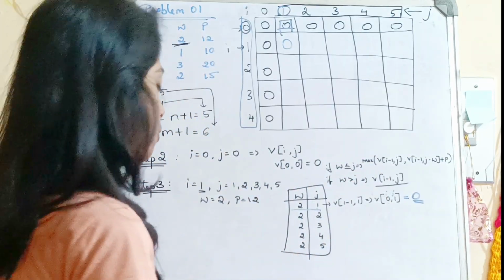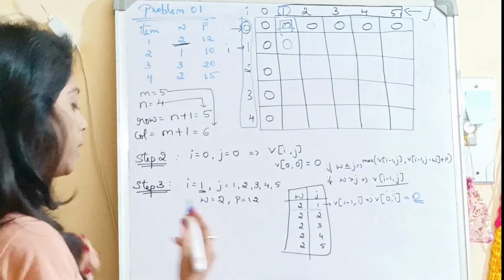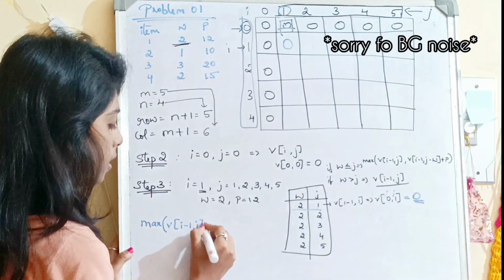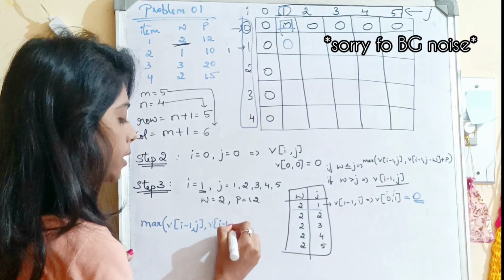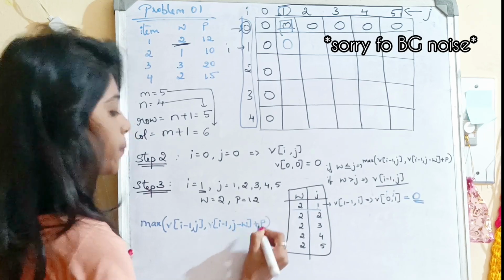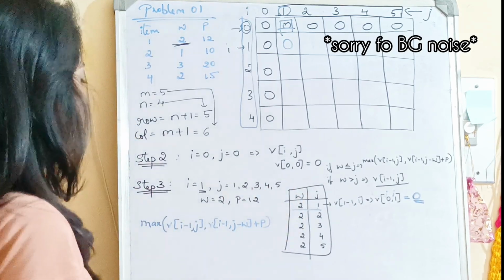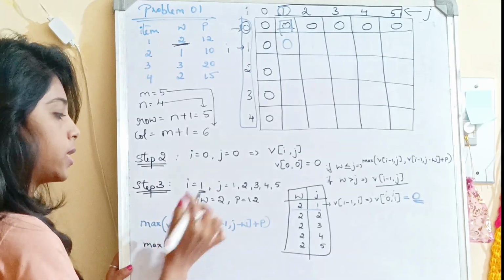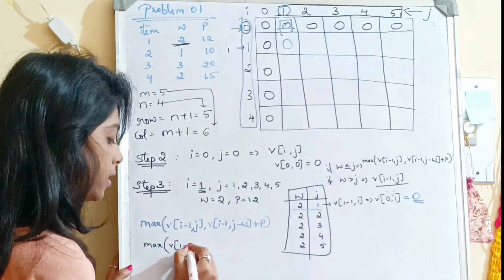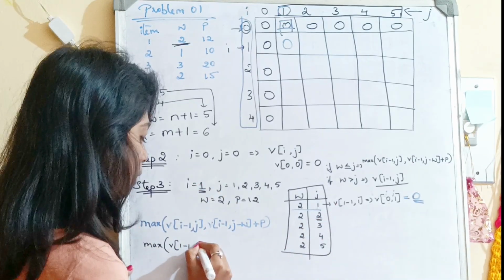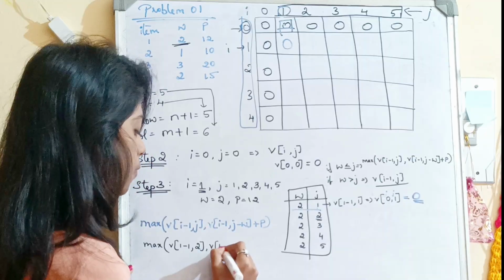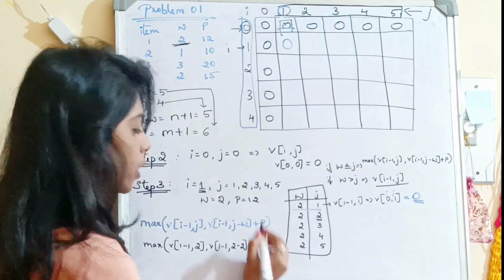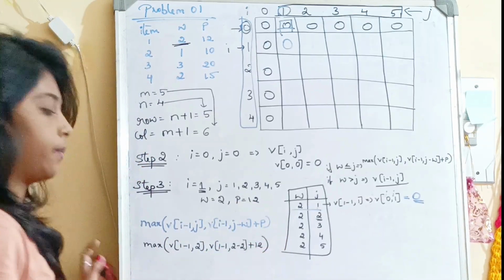Okay, so I'll teach you how to use it. Okay, so maximum of V of I minus 1 comma J, I'm writing the formula, V of I minus 1 comma J minus W plus P. When I substitute it, what answer will I get? Max of V of I minus 1. What is I? I is 1. So 1 minus 1 comma, what is J? 2 comma, V of I is 1 minus 1, what is J? 2 minus, what is W? It is 2 plus, what is P? The profit is 12.